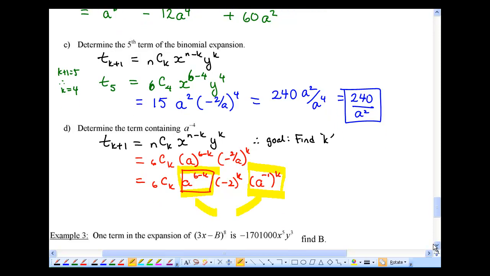If I were to combine them together, that becomes a to the power of 6 minus k, or 6 minus 2k. Now, I know a to the power of 6 minus 2k. I'm looking for the term that contains a to the power of negative 4. So I guess a to the power of 6 minus 2k must be equal to a to the power of negative 4.